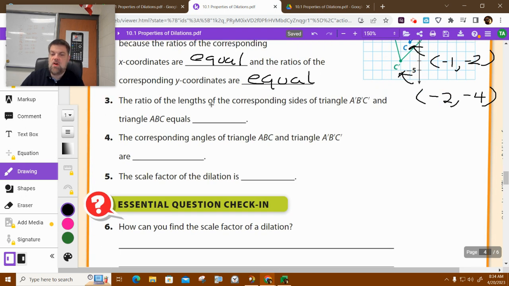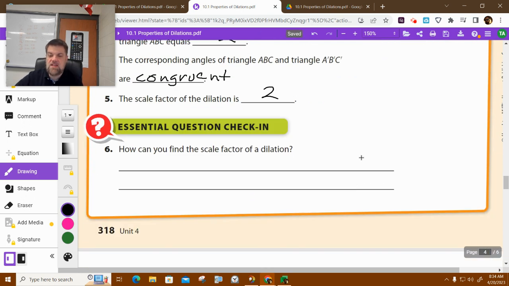So the ratio of the lengths of the corresponding sides of A prime, B prime, C prime and the triangle ABC equals, take a guess, 2. It would be double, right? And the corresponding angles of ABC are congruent. The angles do not change. Now, some of you will be tempted to say 2 degrees. Don't. The scale factor is 2. So it says, how can you find the scale factor of the dilation?